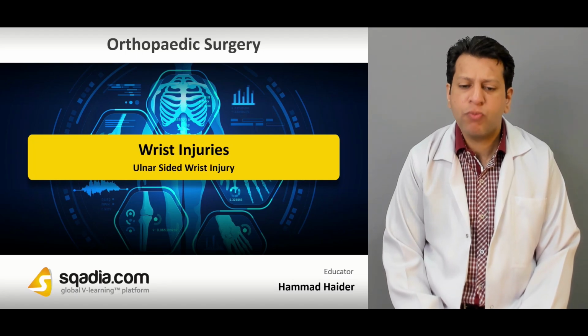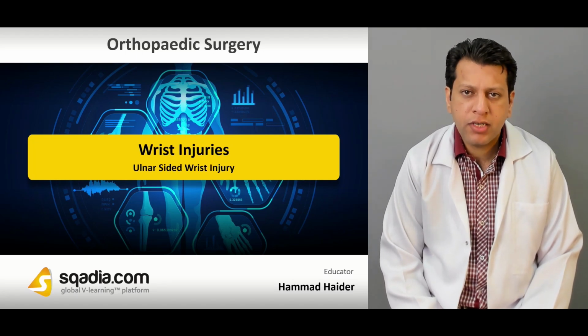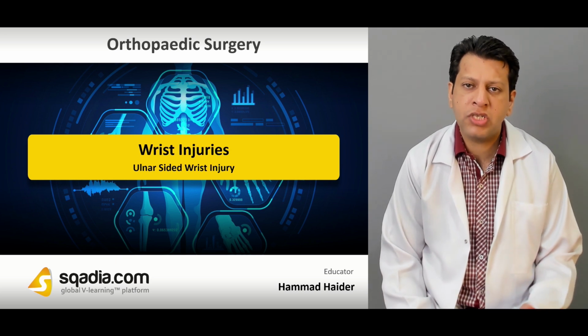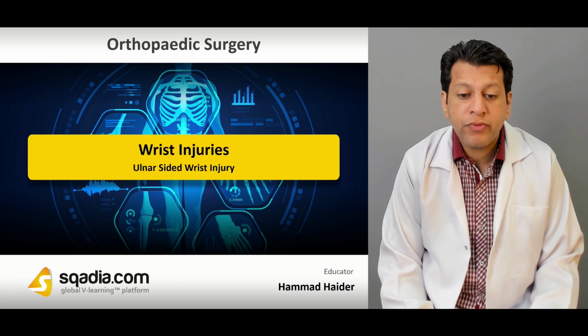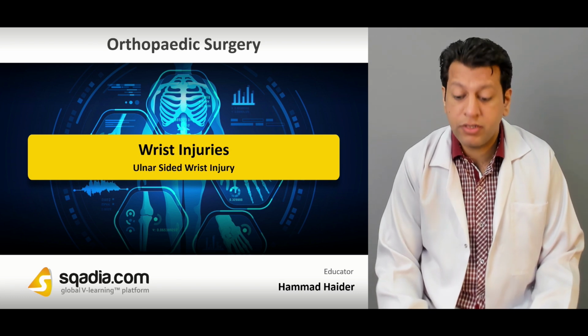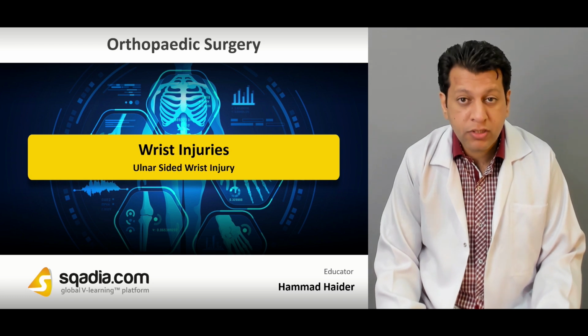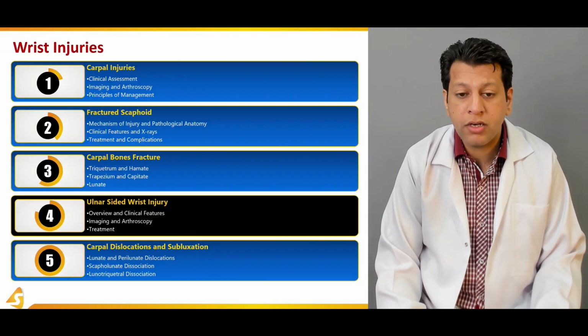Now, moving on to our fourth section. We have briefly discussed in the previous section the injuries around the radial side of the wrist joint. Now we'll be moving on to the injuries over the ulnar side of the wrist joint. There is one very important ligamentous complex as well as a bone which are also associated with the ulnar side.